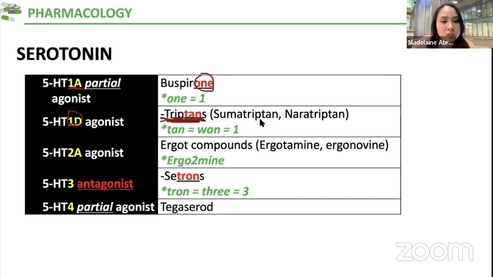So sumatriptan is a drug of choice for migraine. And in terms of mechanism, serotonin 1D agonist. Sumatriptan, trip, yung One Direction daw. So 1D. Then serotonin 2A, your ergot compounds, mnemonic, ergotamine. Then serotonin 3, setron. Tron, 3. Use ng setrons, your chemotherapy-induced nausea and vomiting. Again, ito migraine. Ito chemo-induced nausea and vomiting.